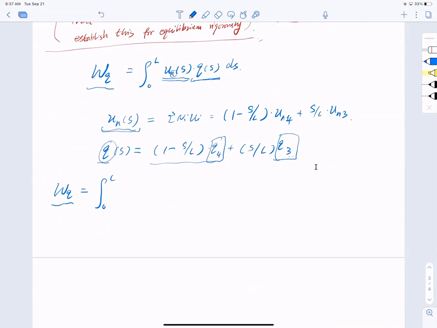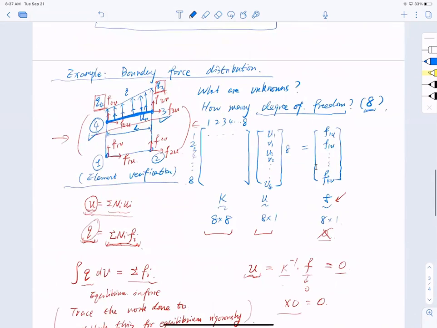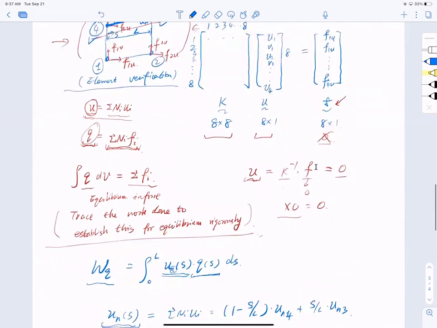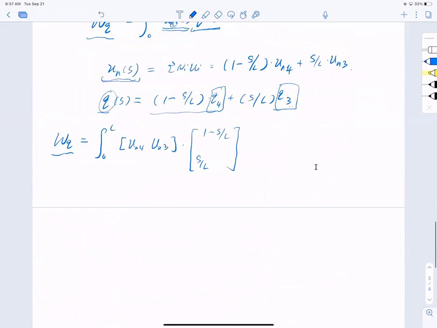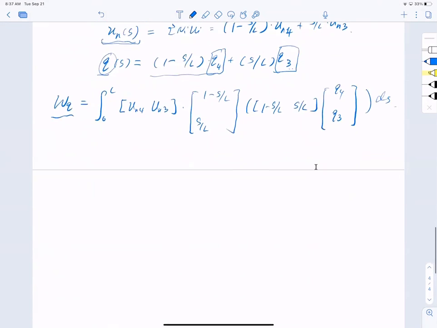So when I do integration, I discretize at the same time, right? So this is UN4, this is UN3, and inside the matrix I have 1 minus S over L, S over L. What is S? S is simply the variable, right? Assuming S is from 0 to L, okay? And this is that, and then multiply the whole thing, 1 minus S over L, and this is Q4, and this is Q3. And the whole thing ds, integrate, okay?